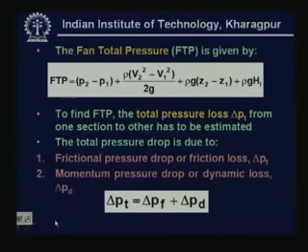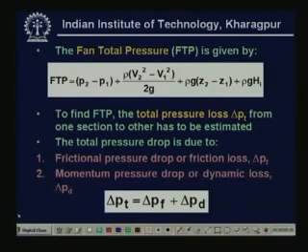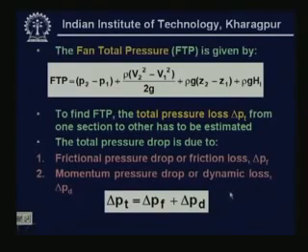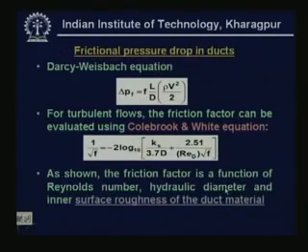The first factor is the frictional pressure drop, commonly called friction loss, delta P subscript F, and the second factor is the momentum pressure drop, also known as dynamic loss, delta P subscript D. So the total pressure drop delta P subscript T is equal to delta P subscript F, the frictional loss, plus delta P subscript D, the dynamic loss. If you want to find this, we first have to find the friction loss and the dynamic loss, and if you add them up, you get the total pressure loss. So let us look at the estimation of friction loss.